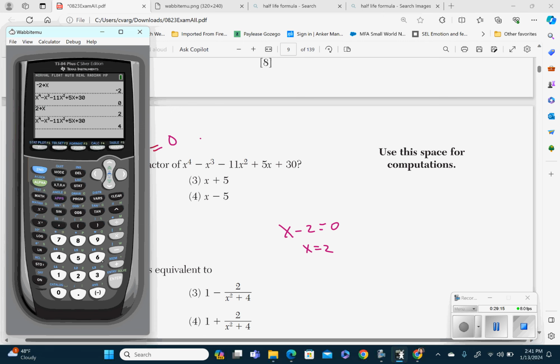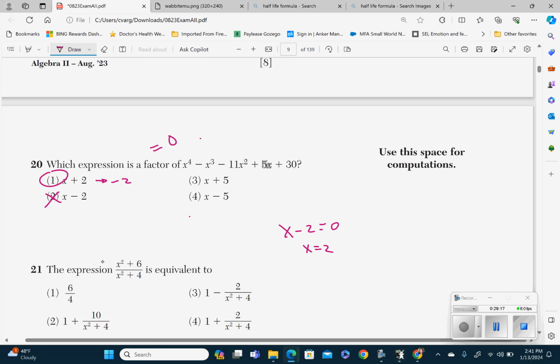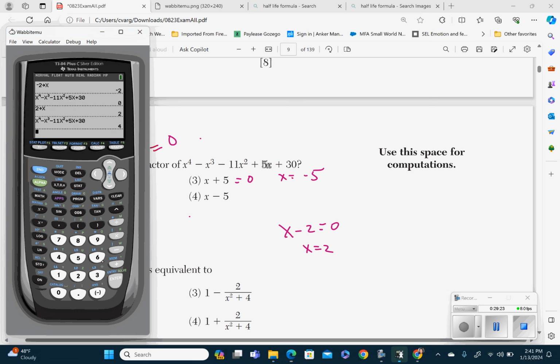Do I get a 0? No, I don't. So this does not work. If I were to set this equal to 0 and I switch the sign, I get x equals negative 5. If I store negative 5 in, you'll also see that it's not going to work. It's not going to give me a 0. I'm going to prove it to you.